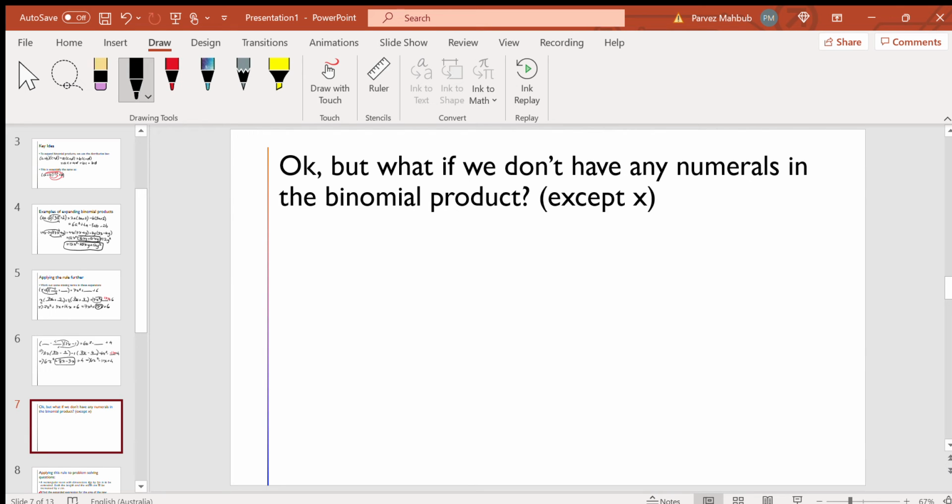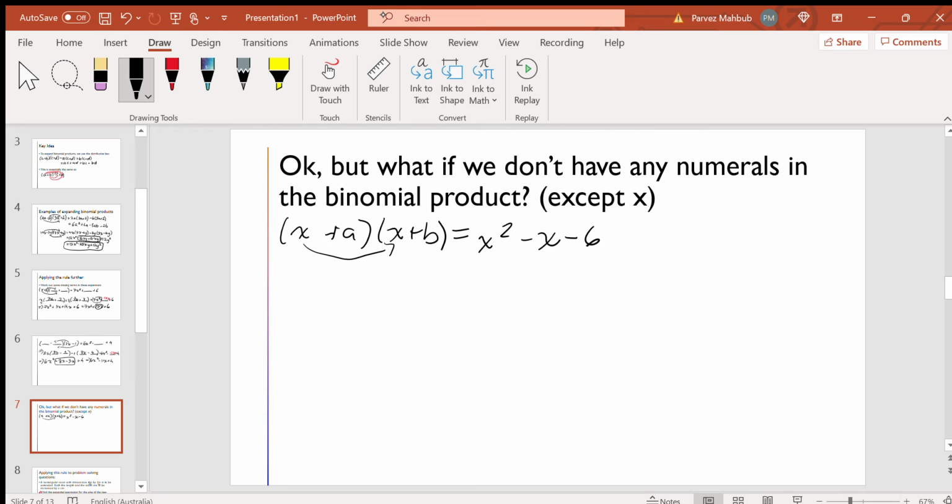Okay, but what if we don't have any numerals in the binomial product except for x? Let's do a question like this. So x plus a times x plus b is equal to x squared minus x minus 6. So we know that we're going to get x squared by multiplying x with x. Our clue here is the minus 6. Minus 6 tells us that a times b must be equal to minus 6.